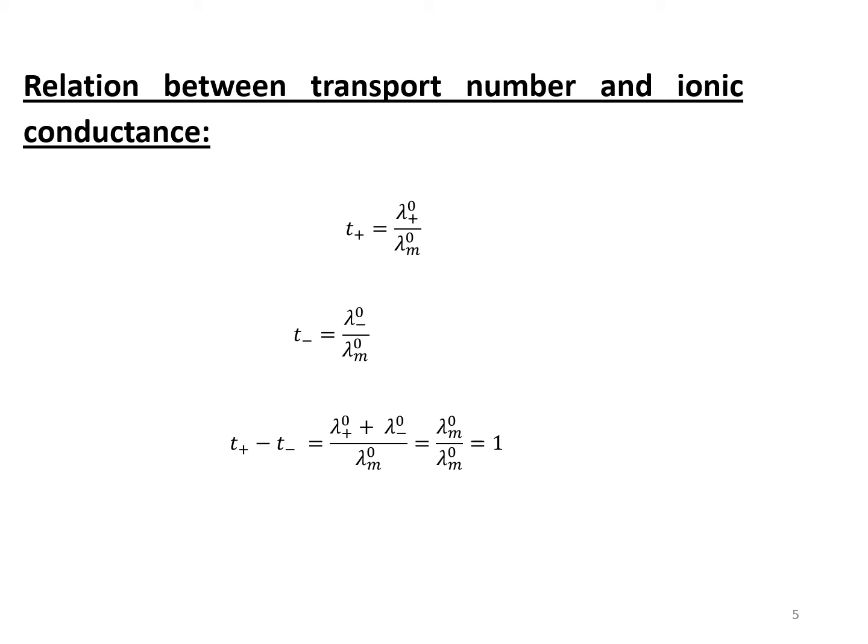If you add the transport number of a cation, T plus, and the transport number of an anion, T minus, the sum of these two gives you the value 1.